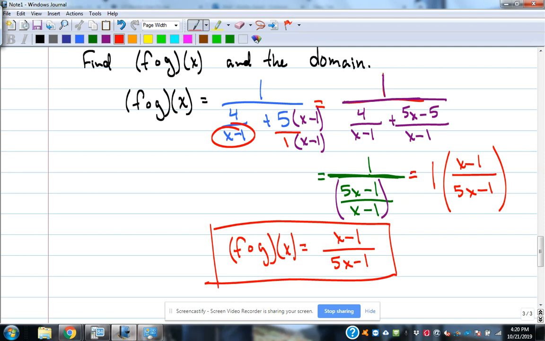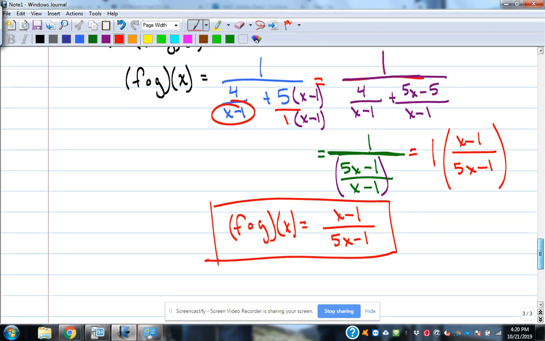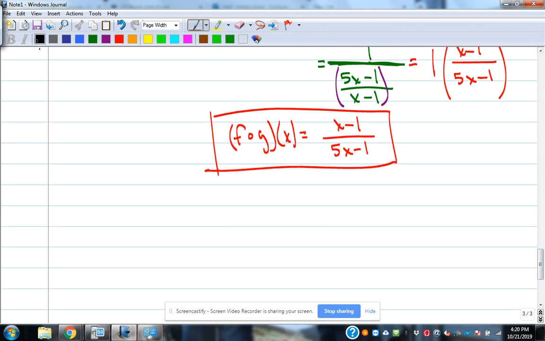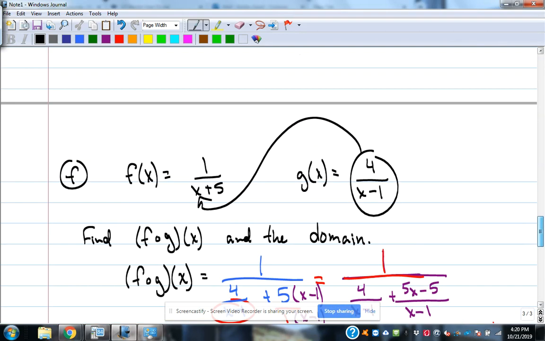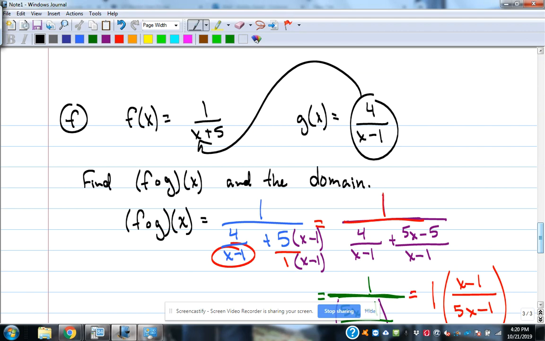Okay. Now, finding the domain, a little bit more difficult here. We need to look at the domains of each individual function. The domain of g of x. What are the restrictions on the g of x function that we started with? How do we find that?